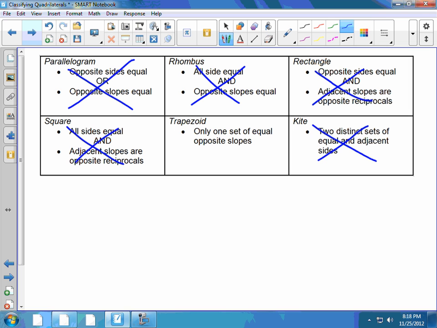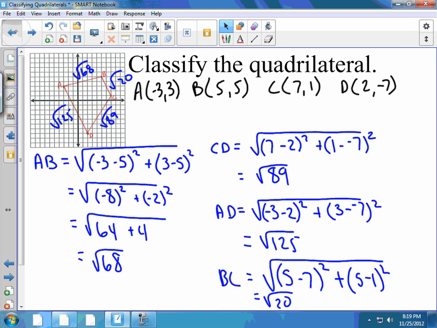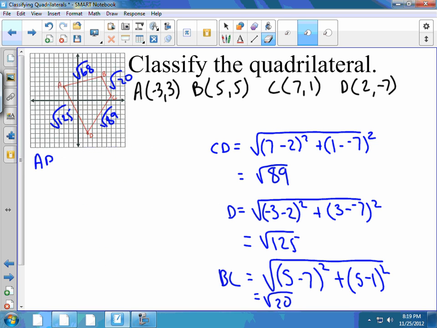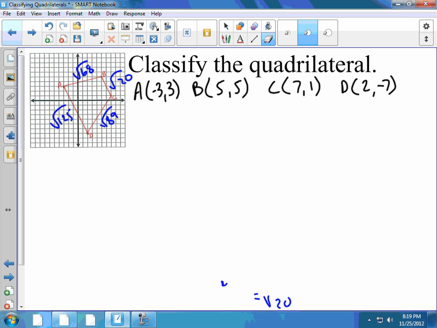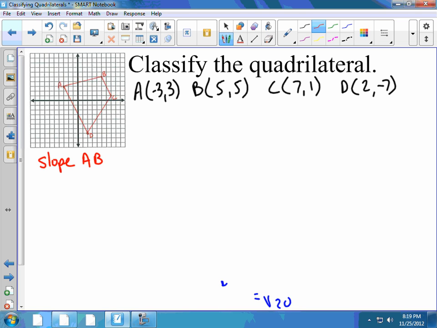But we have to make sure that there's only one set of equal opposite slopes. If we don't prove that, then all we can say is that it is a quadrilateral, and that's all. So let's take a look at the slopes of the sides. All right, let's take a look at the slopes. So, slope of AB. We got to use our slope formula. So, differences of the y's over the differences of the x values. Simplify that. We've got -2 over -5, which gets us 2 fifths.